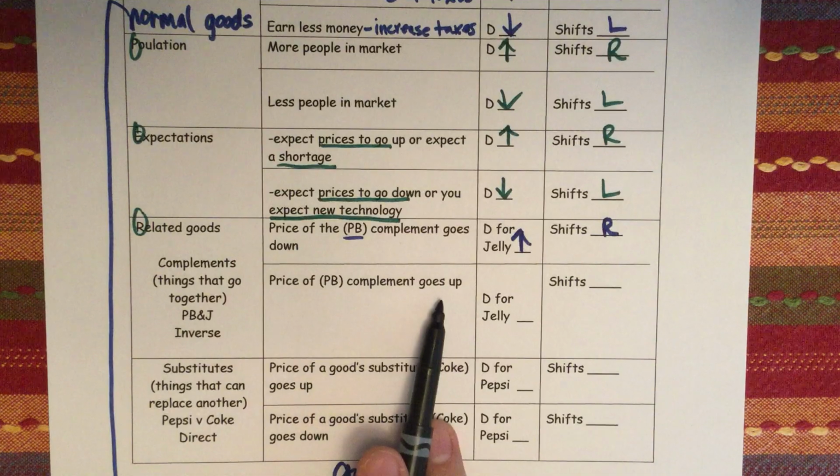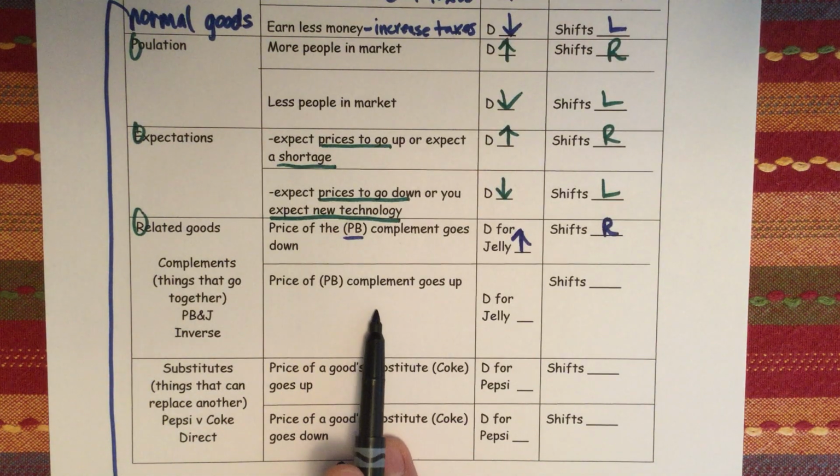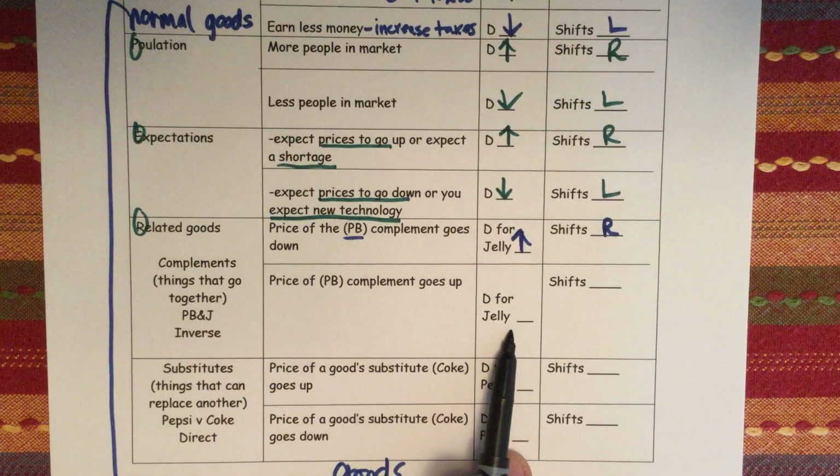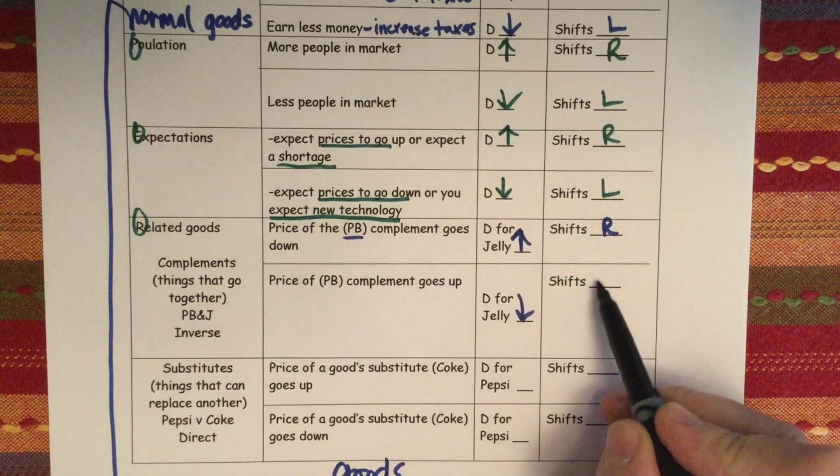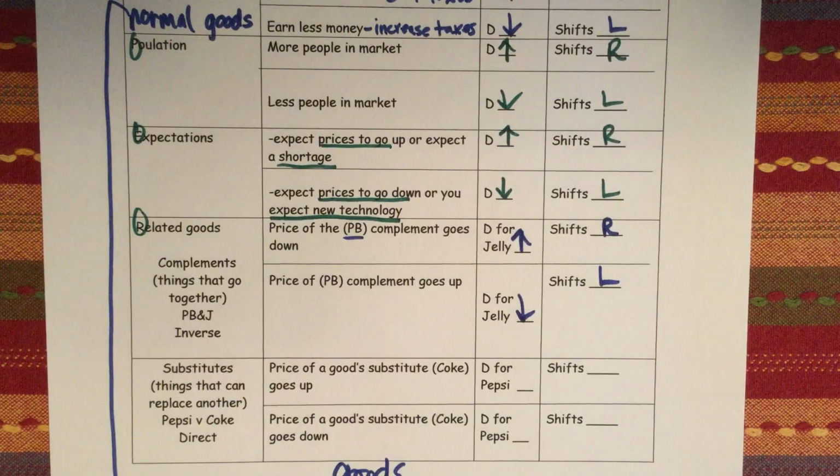If the price of peanut butter goes up, peanut butter is now more expensive. Fewer people will buy peanut butter, therefore they won't demand as much jelly. So the demand for jelly will go down and it'll shift to the left.